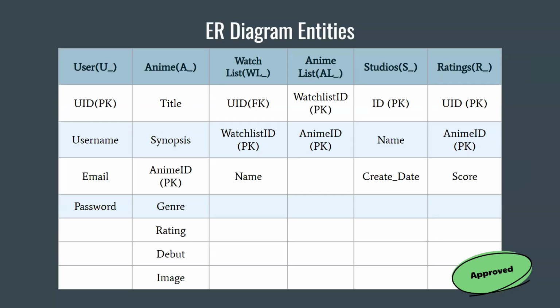Watch list, so you'd have a UID, which would be the foreign key, watch list ID, primary key, and then a name. And then each anime list would be a composite key of the watch list ID and anime ID. And every studio would have an ID, name, and creation date. And looking at the ratings, we'd have a primary key made up of UID and anime ID. And then we'd have our score.